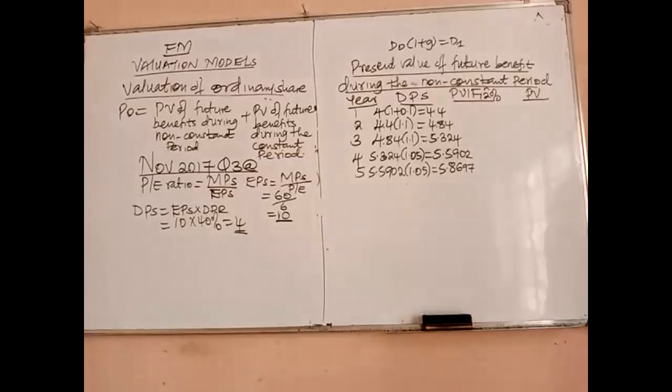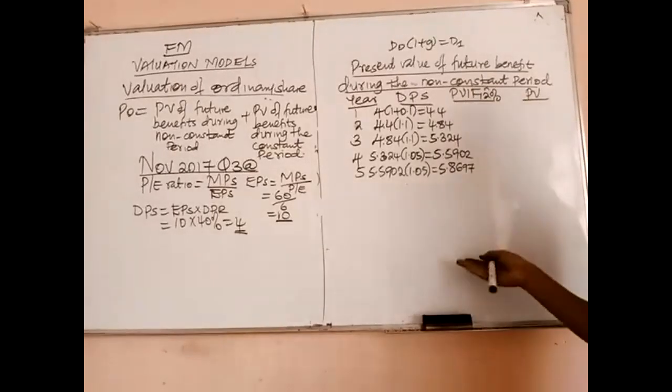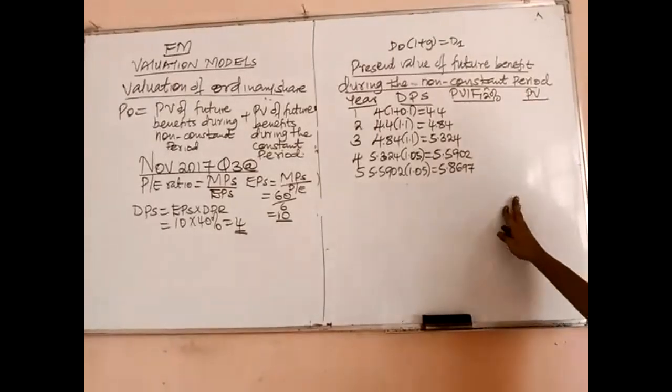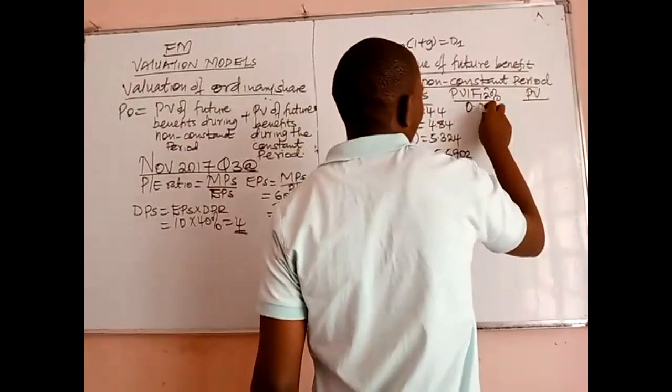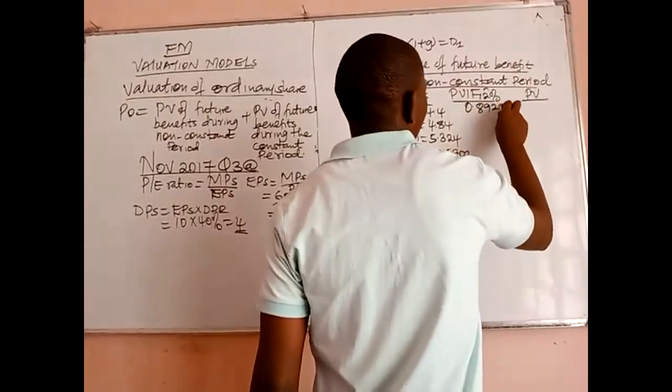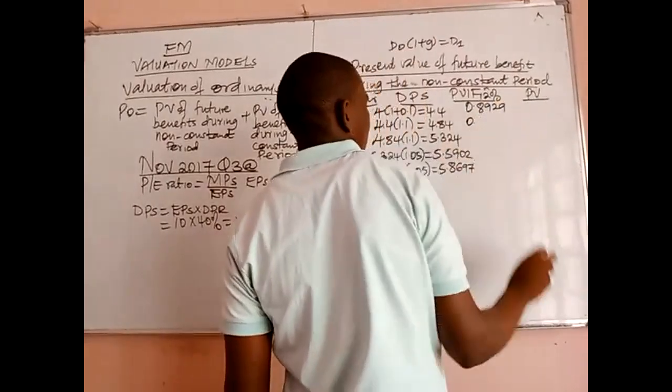Since you mentioned it, which table do we use for the discount again? The first table. I said when all these ones are not the same, you use the first table. The second table is when they are annuities. So this one will be 0.8929.